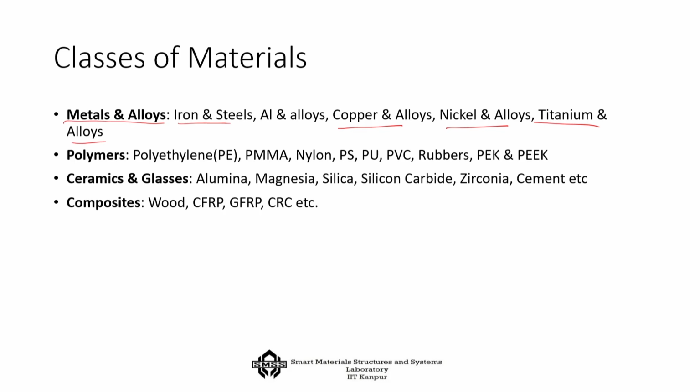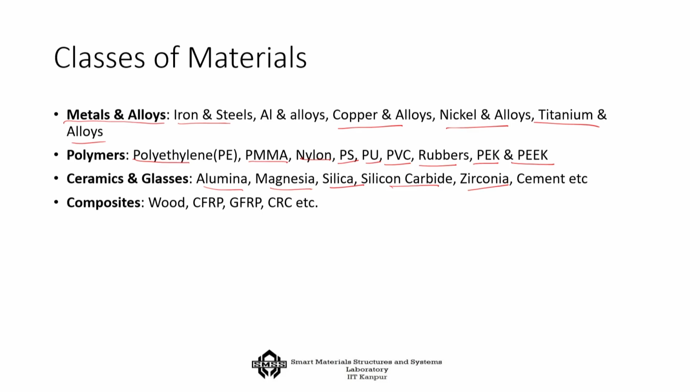Then there are the polymers, a large group of polymers like polyethylene, polymethyl methacrylate, nylon, polystyrene, polyurethane, PVC, rubber, polyether ketone and polyether ether ketone. So, there is a large group of polymers. And then ceramics. We should say technical ceramics, because ceramics have been with us for a very long time. You think of those kulhar, which we use for chai, that is also ceramics. But today the ceramics we are talking about are very high temperature and very special grade ceramics like alumina, magnesia, silica, silicon carbide, zirconia, cement, etc.